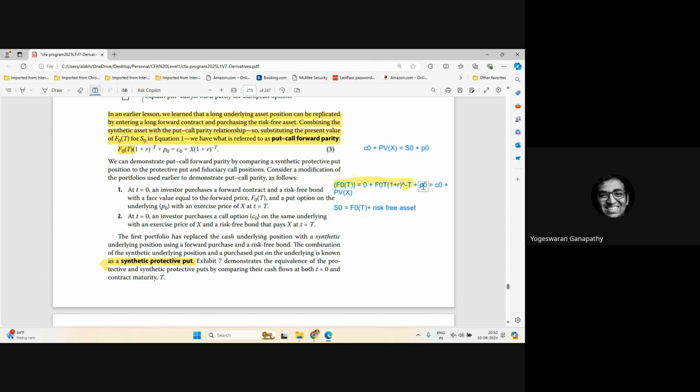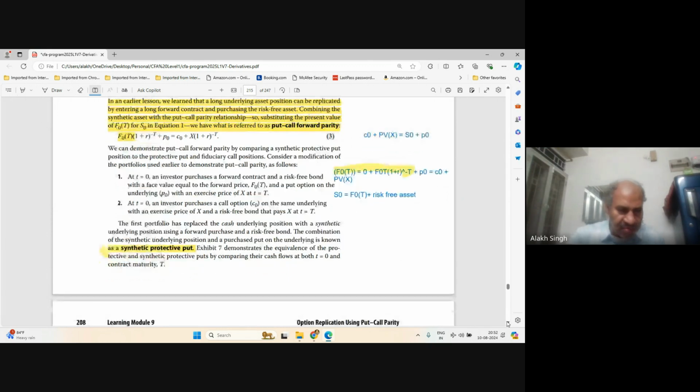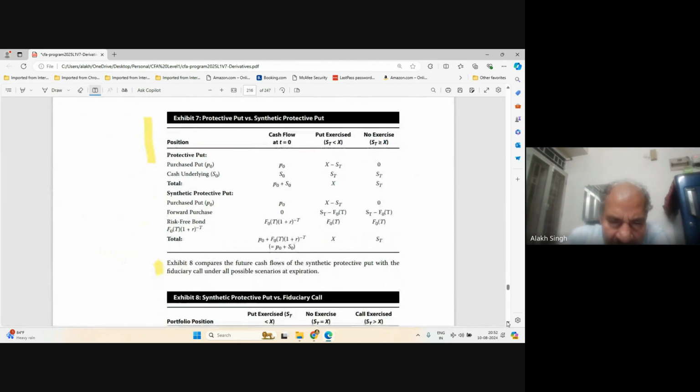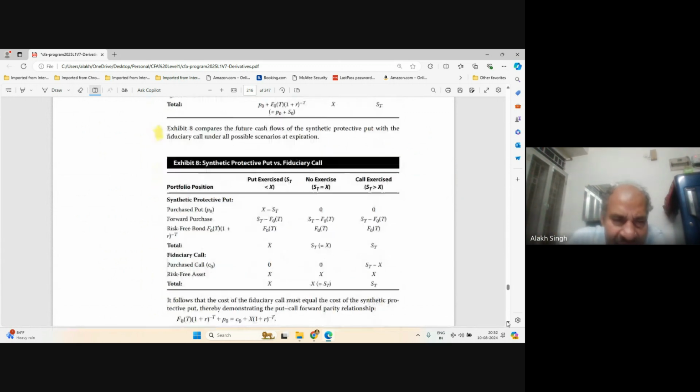Yes, sir. It will be different. Only then will the trade happen. So F0T plus P0 is equal to C0. That is what linking the forward with put call parity means. Okay, so let's go down. And that's how it is showing the same thing: under three conditions both ST will be equal, X will be equal, and this P0 plus S0 and P0 plus S0 will be equal. So compare the future cash flow.